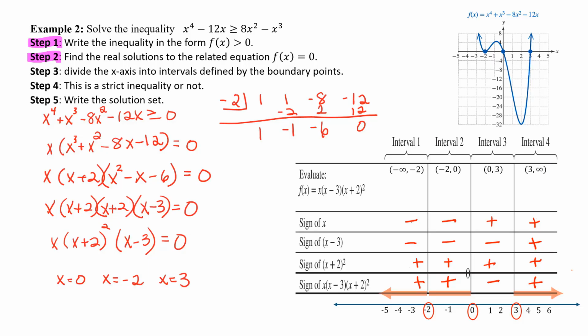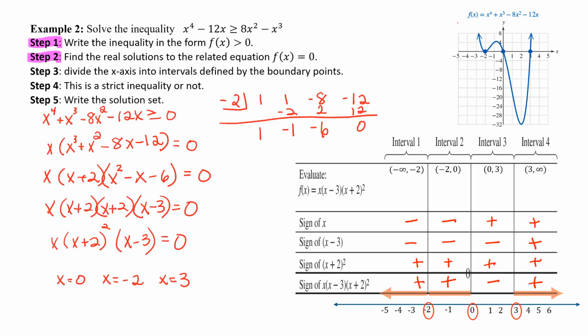So the places where this function is positive are from negative infinity all the way up to 0. And since it's greater than or equal to 0, those are the things we're looking for, we can include 0 and we can include -2. So we can say that all the way from negative infinity up to 0, the function stays positive.